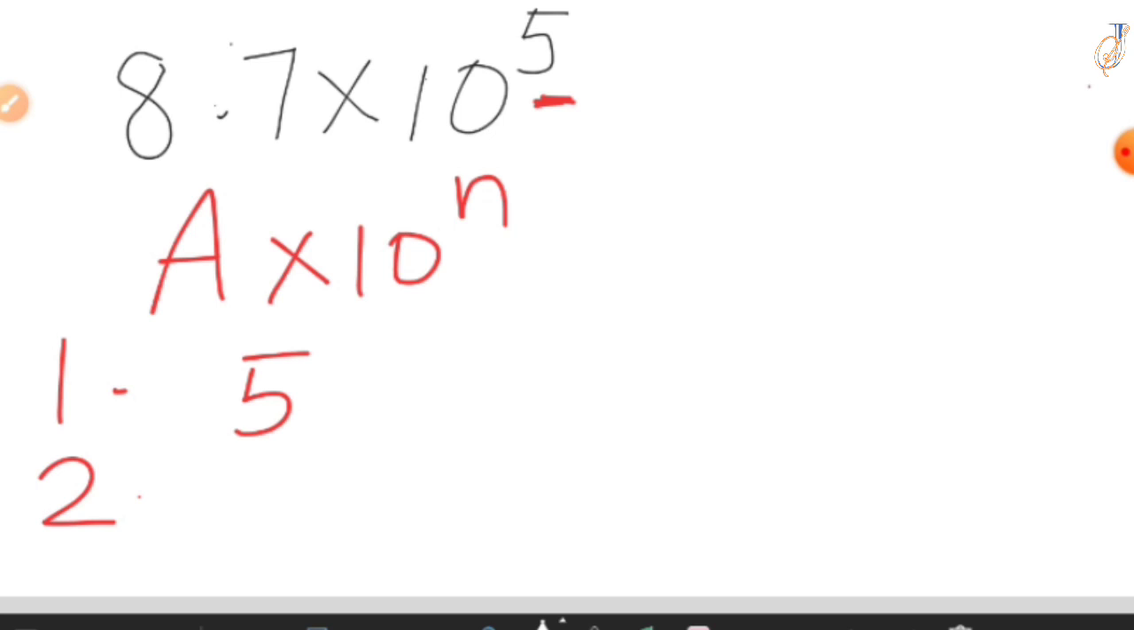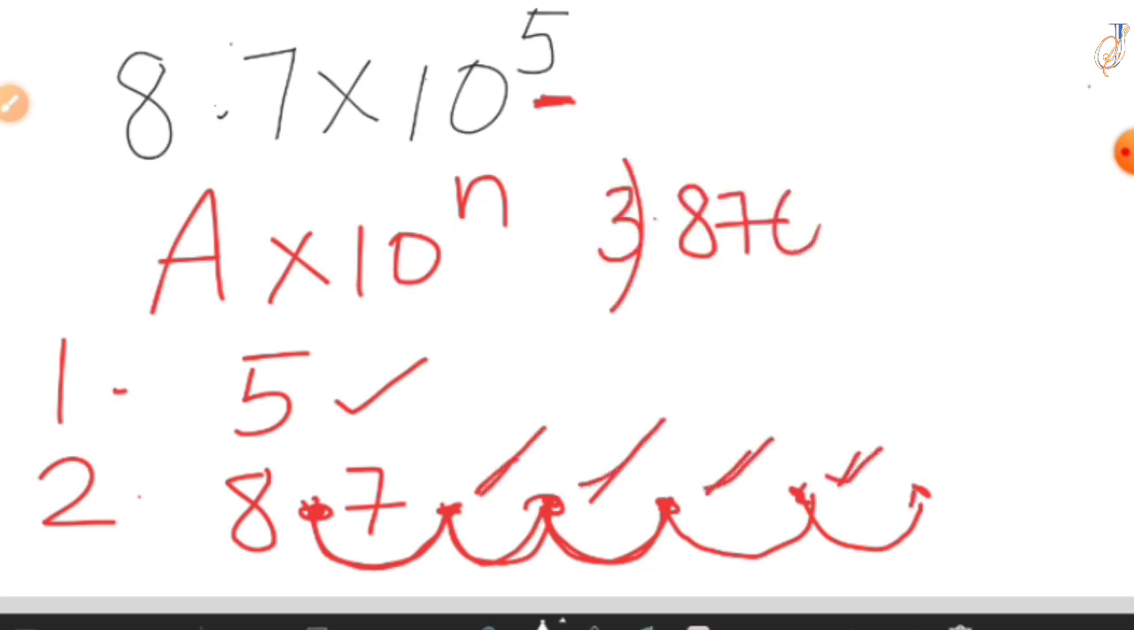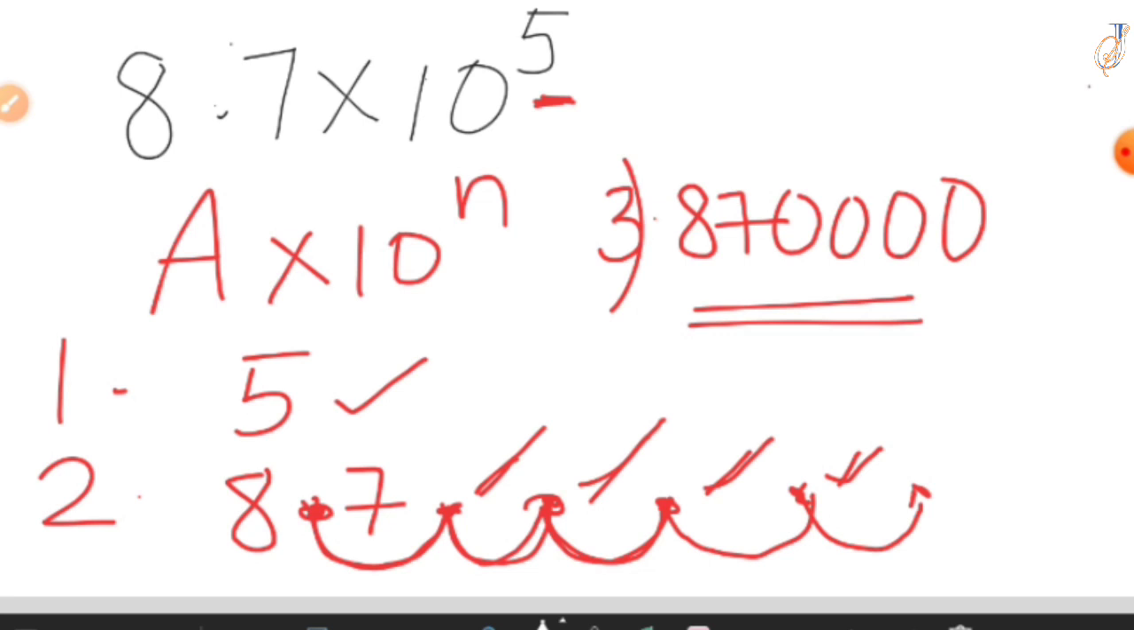Because our exponent is 5, in the number 8.7, this is the decimal, you have to move it forward 5 places because of the exponent. So you move it 1, 2, 3, 4, 5. Now use zeros in empty places. So how many empty places do we have? 1, 2, 3, 4. We have 4 empty spaces. So the third step is to use zeros in empty spaces. Thus we get 870000 written in normal form.